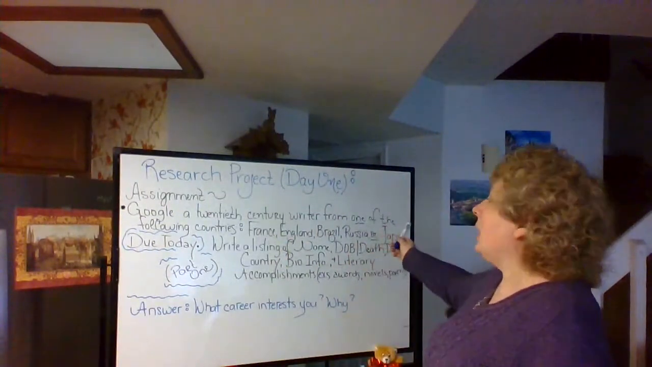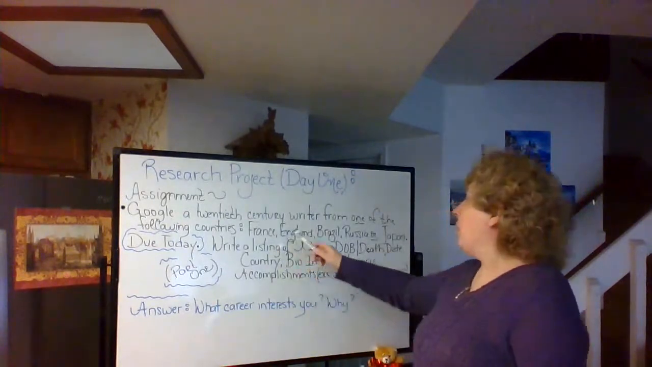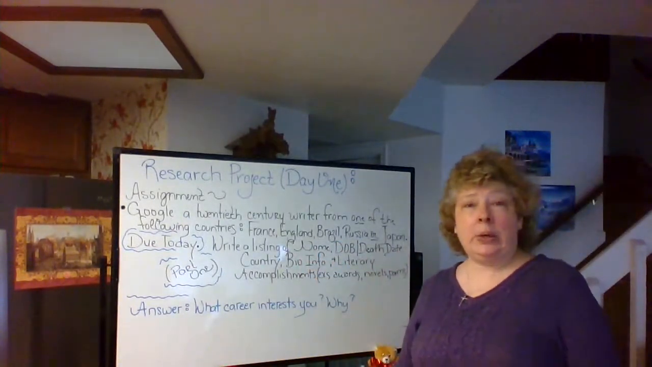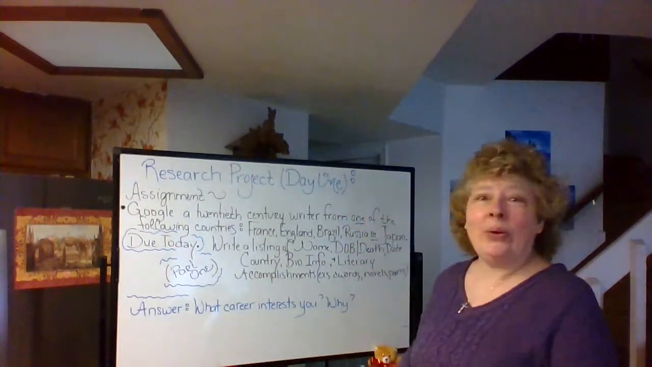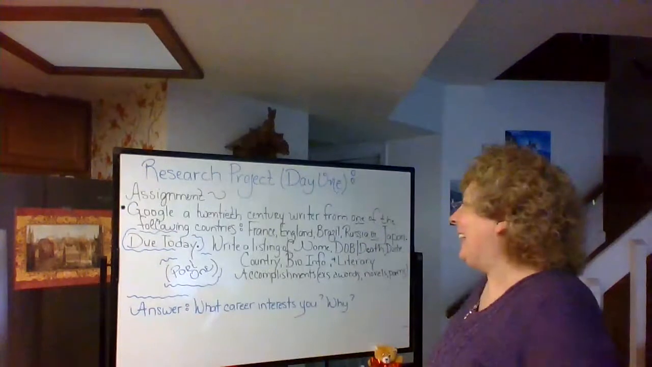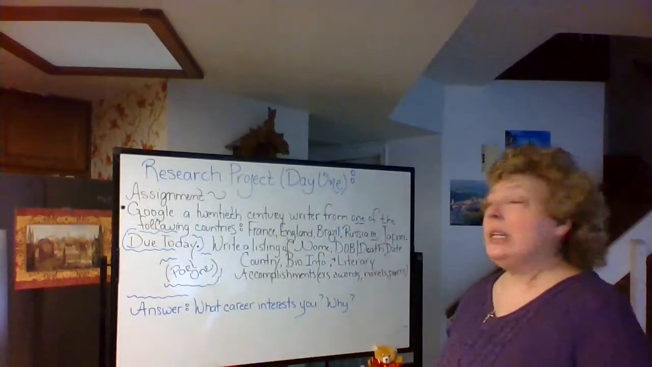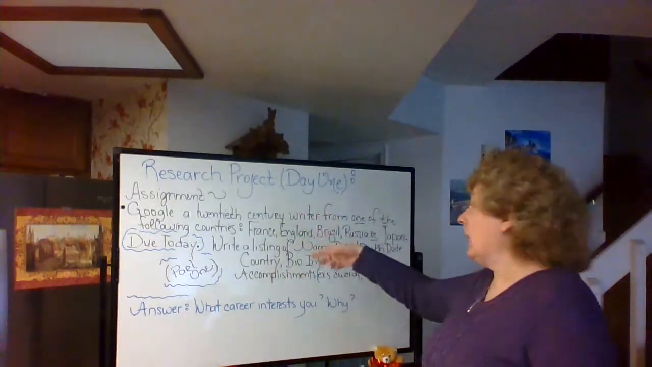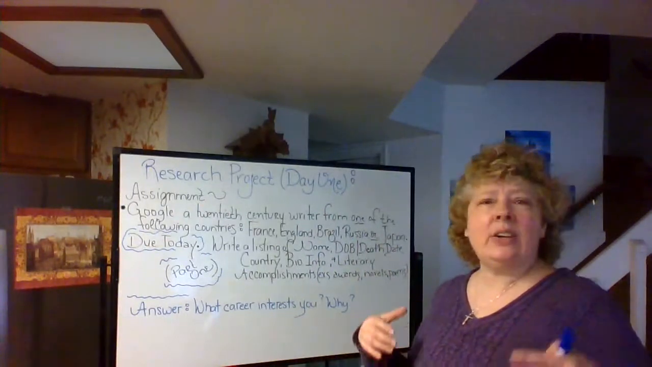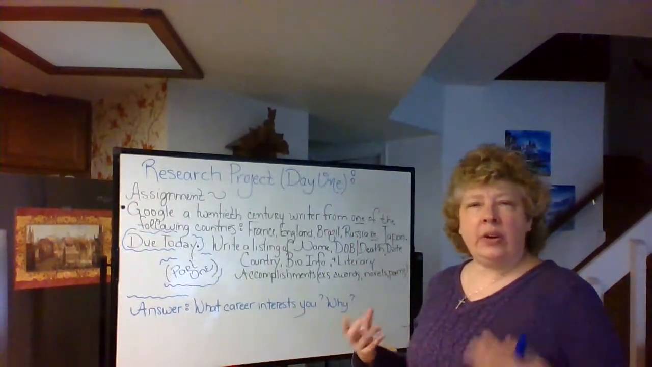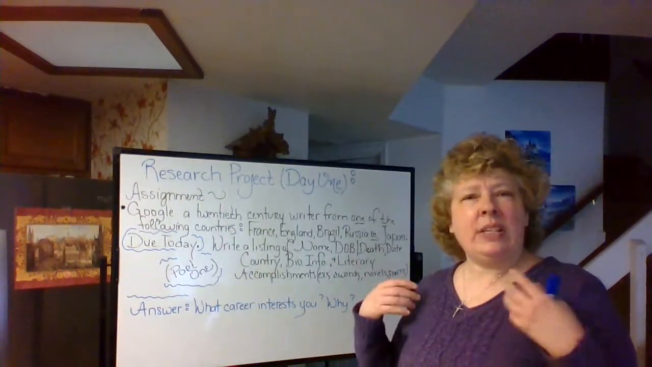Now, from one of the following countries. So it's got to be a 20th century writer from one of these five countries. Okay? From one of them. These five. No, not your own choice. One of these countries. So you have a choice: France, England, Brazil, Russia, or Japan. Countries that are so diverse, very different, and that have different kinds of writing styles and different ways of thinking.